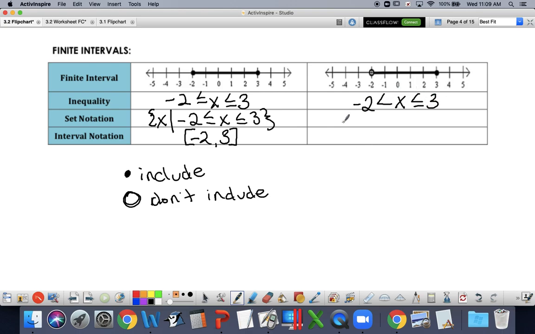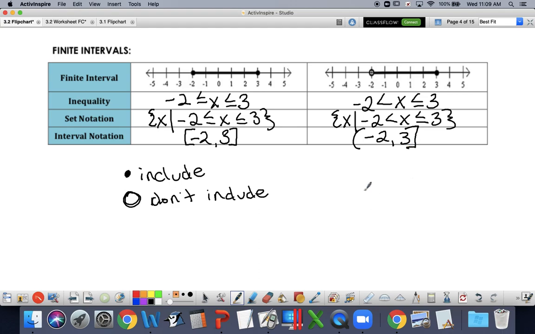Once I have my inequality notation down, I can go ahead and write for all real numbers x such that x is greater than -2 and less than or equal to 3. Last but not least, we have our interval notation. So I know my start and my stop. Now I just have to figure out, do I use brackets or parentheses? Since I don't want to include -2 because it's an open circle, that gets a parenthesis, whereas since I do want to include 3, that gets a bracket.